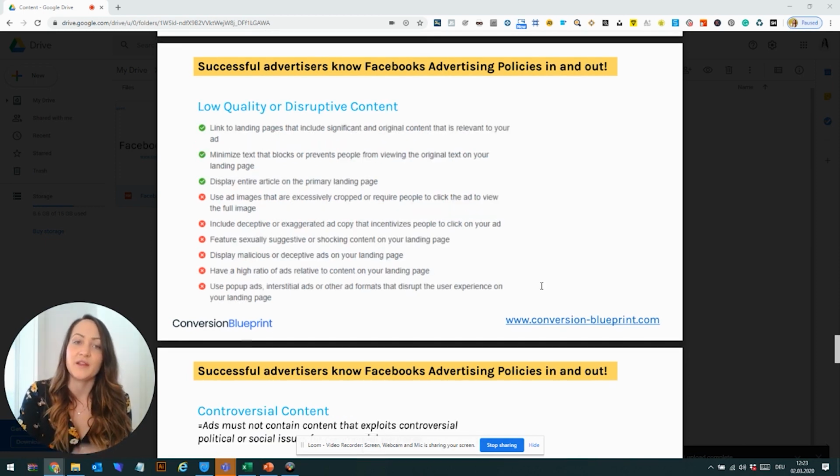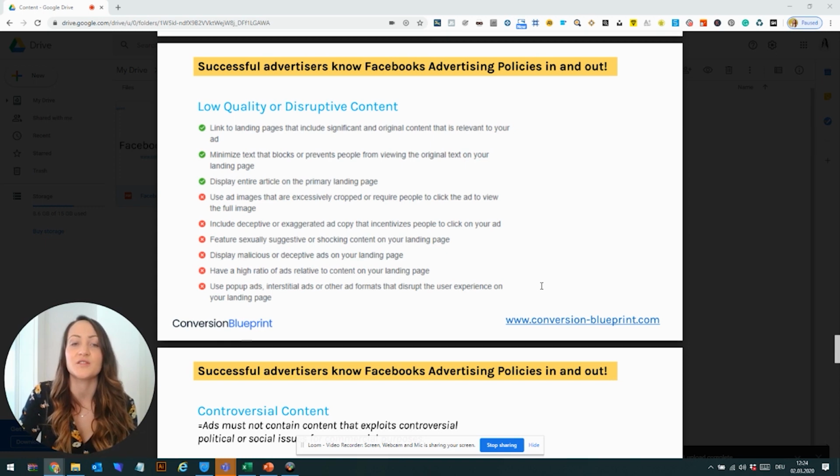Also, on your landing page and on your ads, don't have low quality or disruptive content. So you should only link to landing pages that include significant and original content, and the content must be relevant to your ad. Minimize text blocks that prevent people from viewing the original content on your landing page. This does not include the cookie notice, because the cookie notice is something that you should have on your page. You should display an entire article on the primary landing page. I mentioned that before. Don't make the user click and break down the article into multiple pages.